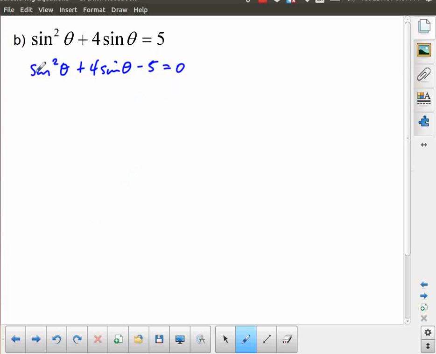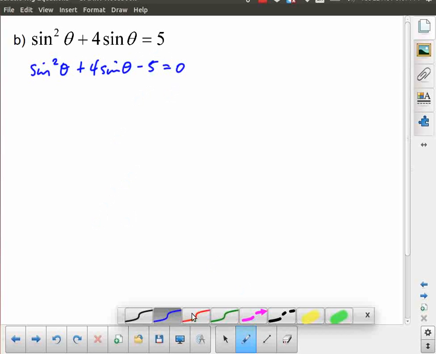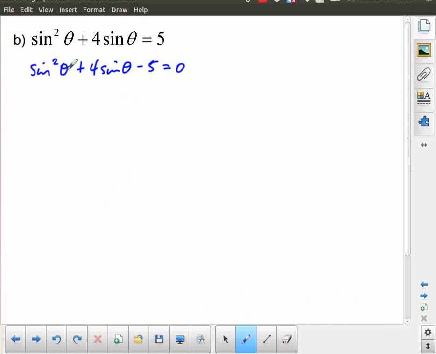So what I've got is a quadratic equation. Some people are still a little intimidated by this form, so something you might do at this point is let some other variable, in this case we haven't used x, let x represent sine theta. The only reason I do that is because now instead of sine squared theta, I can call that x squared. Instead of 4 sine theta, I can call that 4x. And negative 5 is just a constant, so that stays the same. And this is a very comfortable quadratic equation.